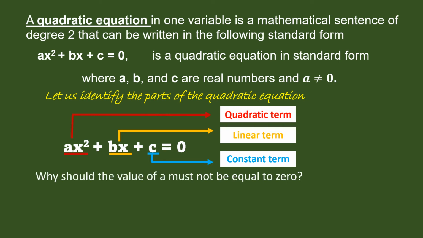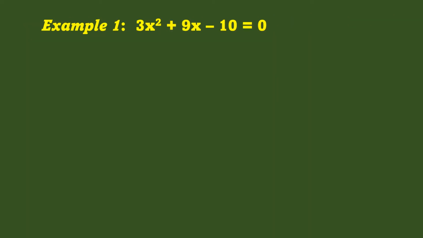Why should the value of a must not be equal to 0? If a is equal to 0, it would become a linear equation. Let us try to identify a quadratic equation in standard form and identify the values of a, b, and c.